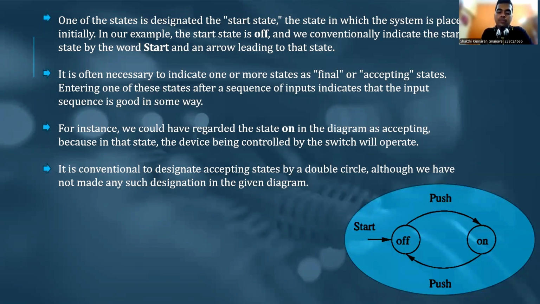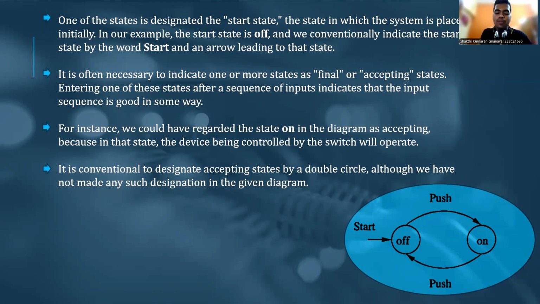The switch device remembers whether it is in the on state or the off state, and it allows the user to press a button whose effect is different depending on the state of the switch. That is, if the switch is in the off state, then pressing the button changes it to the on state, and vice versa. As for all finite automata, the states are represented by circles. In this example, we have named the states on and off.